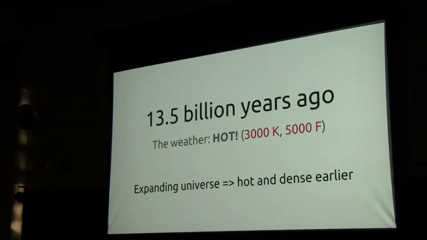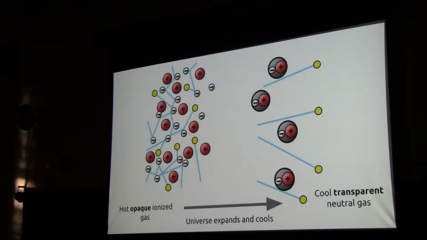So 13.5 billion years ago, roughly, right? We think that because the universe is expanding, that means that it was very hot and very dense in the past. We think there's a time when the temperature was so hot, around 3,000 Kelvin or 5,000 Fahrenheit, that all of the stuff in the universe, there were no stars. Everything was ionized. Everything was an ionized gas, like a plasma.